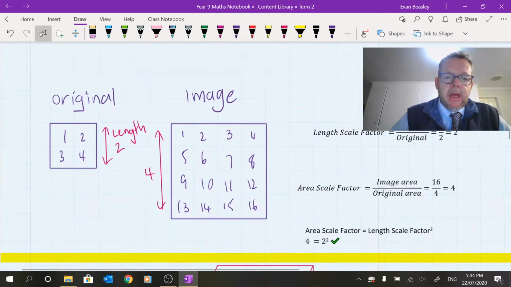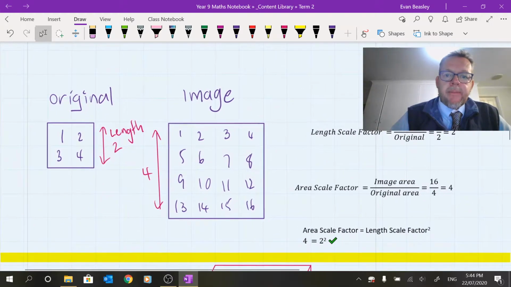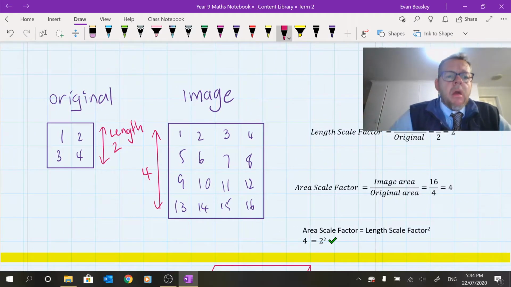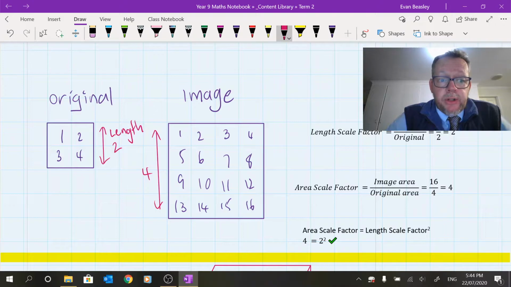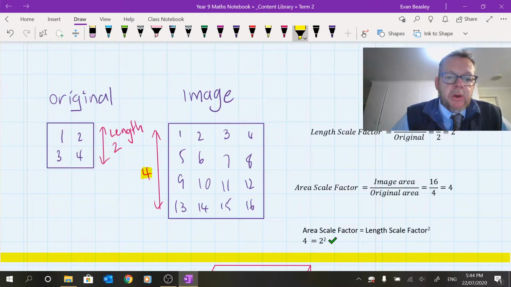Let's have a look at our first example today. I've got an original on the left and I've got an image on the right. Now if I have a look at this shape, they are squares. There's a length of 2 on the original and a length of 4 on the image. So let's work out our length scale factor. It's just the image divided by the original. So here's my image.